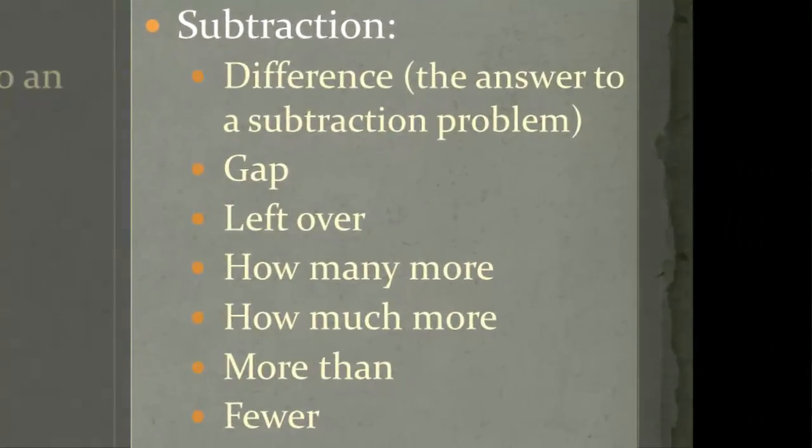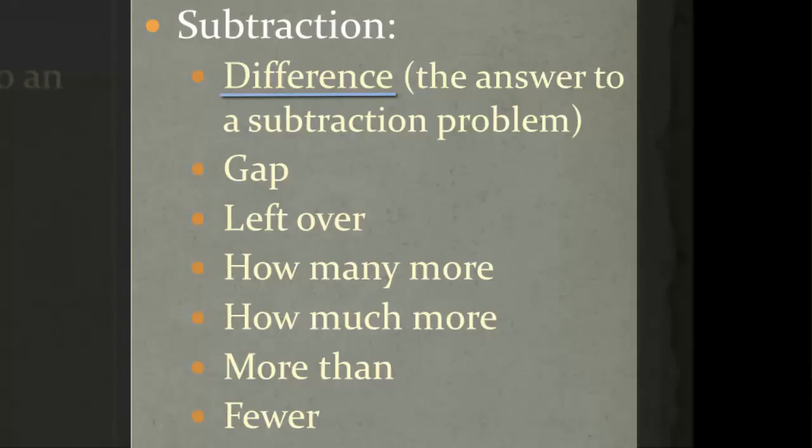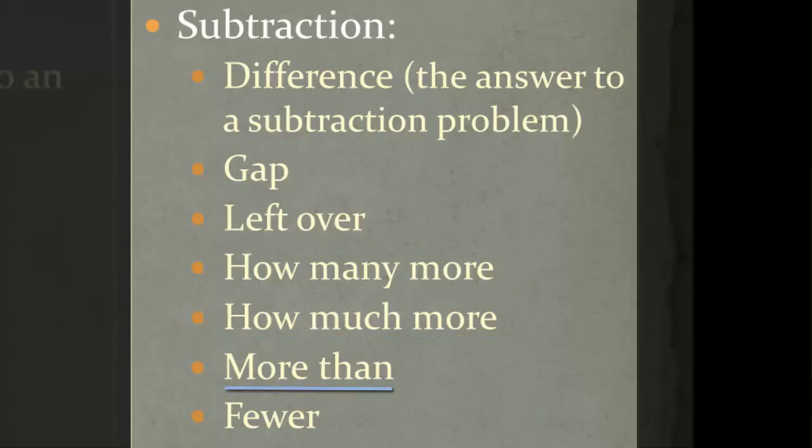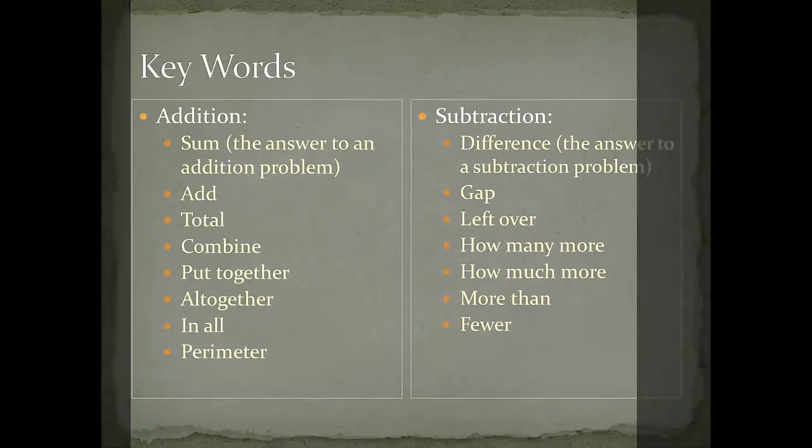Let's look at subtraction now. If you see the word difference, that means it's the answer to a subtraction problem. So that's a dead giveaway that you're going to be subtracting. A lot of times what you're doing in subtraction is you're finding a gap. So it may say gap, or it may be talking about finding a gap. That is definitely subtraction. You also might be finding what's left over, or you might see the phrases how many more or how much more. Those are really, really common subtraction phrases. And then you also might see the phrase more than or the word fewer. All of those are a good indication that you're going to do subtraction.